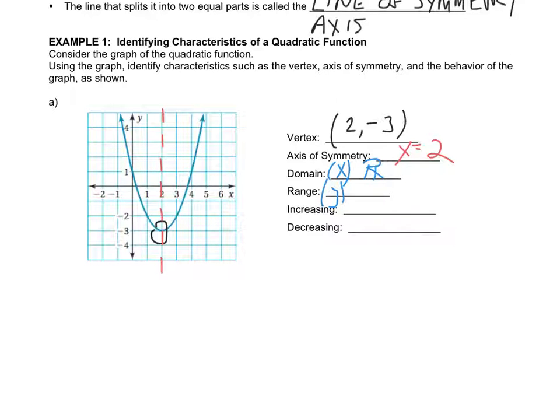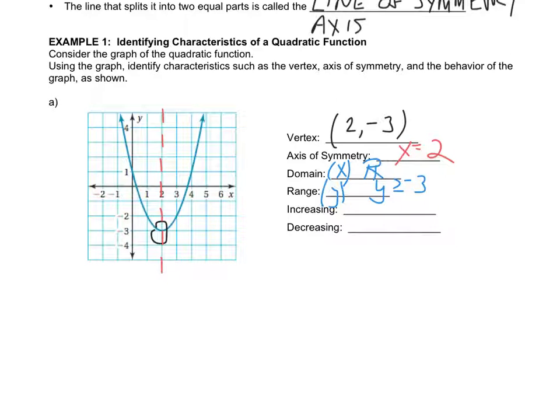So when I put down my range value, it is going to be y is greater than or equal to -3. -3 is the lowest y value we will ever see, and then the values will be increasing above that point. And then these next two parts, increasing and decreasing. When I look at my graph, it is going down, which is decreasing, until I hit this point, and then it's increasing from there on out.